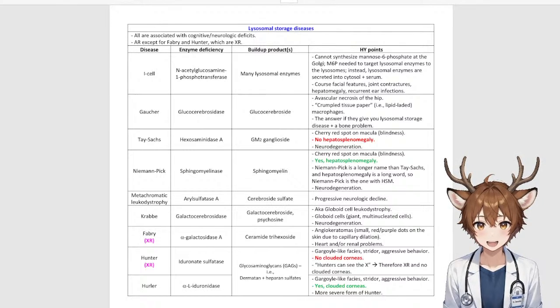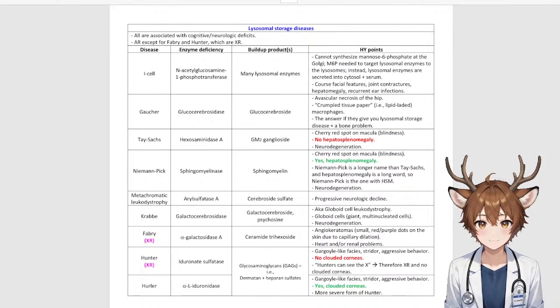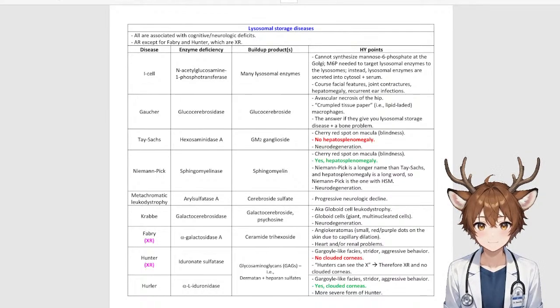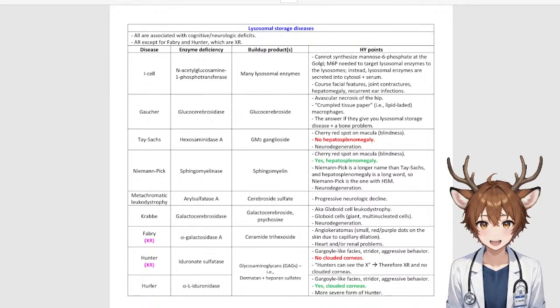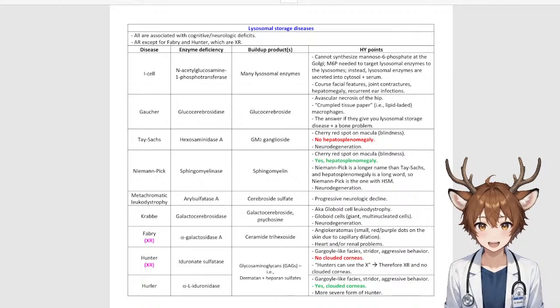Coarse facial features. Coarse should be spelled with an A, not a U. I'm just saying. Okay. Coarse facial features, joint contractures, hepatomegaly, recurrent ear infections.